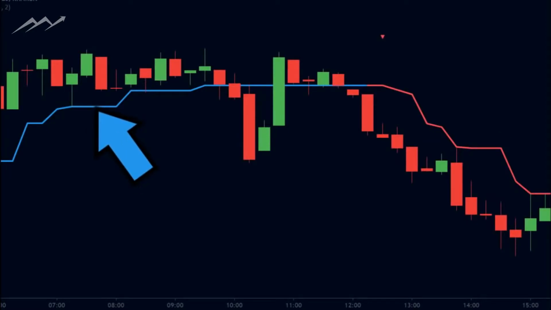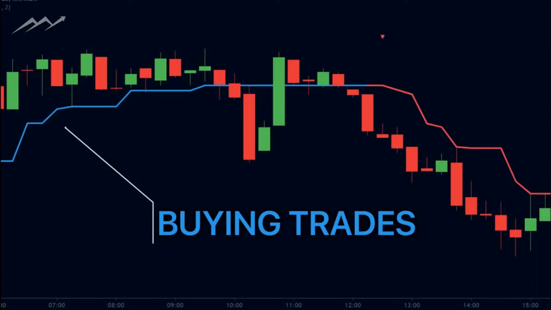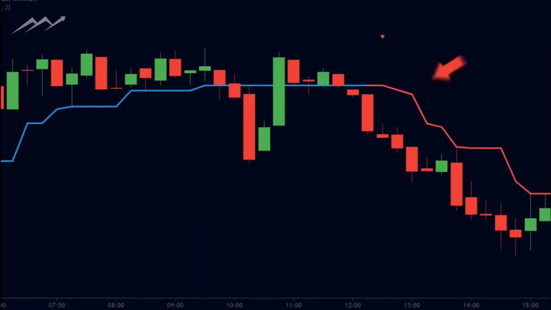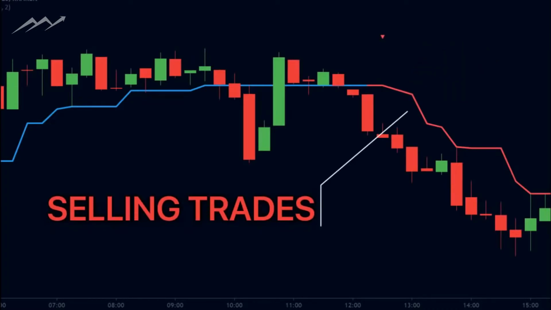So, when the half-trend is blue, we will only look for buying opportunities. On the other hand, when the half-trend is red, we will only look for selling opportunities.